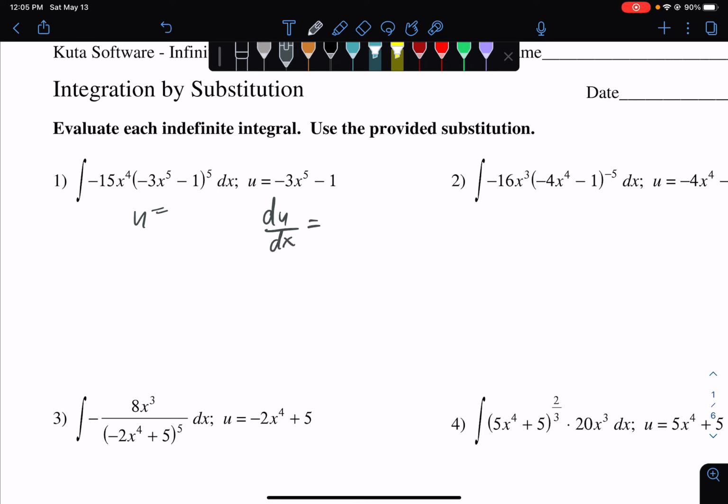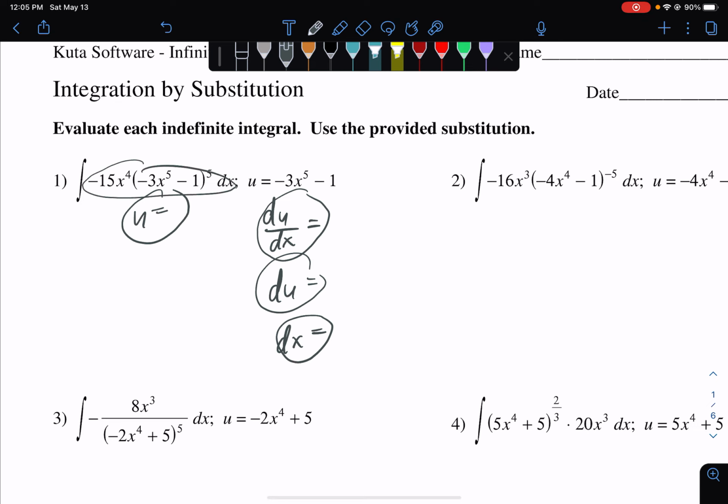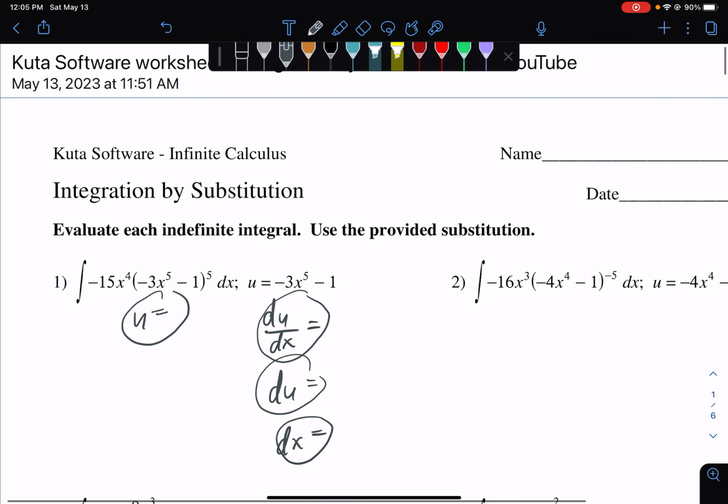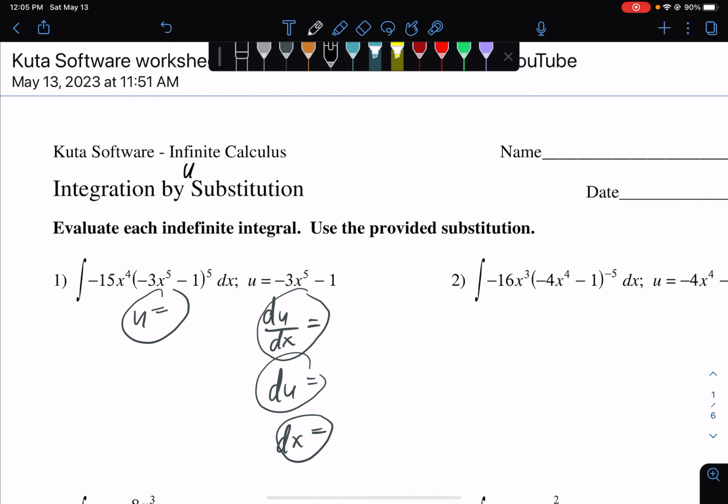We're trying to play it safe at first. You don't have to look for these specific parts when you're used to it. But for beginners, we need to look for u, du over dx, du, and what dx is. So those four things before you proceed to actually solving them. So coming from the literal term u substitution, what will that u value be?